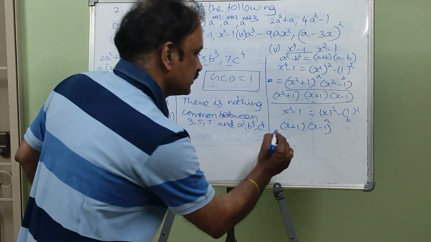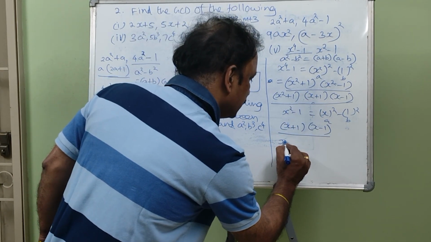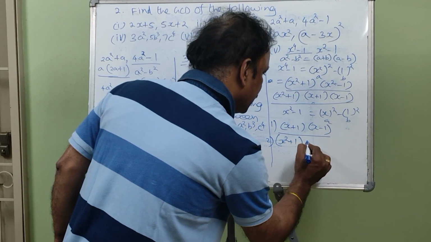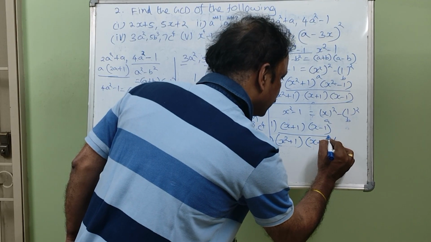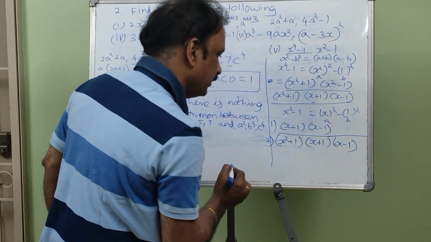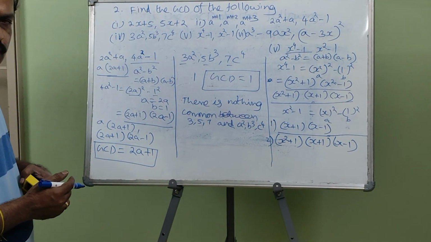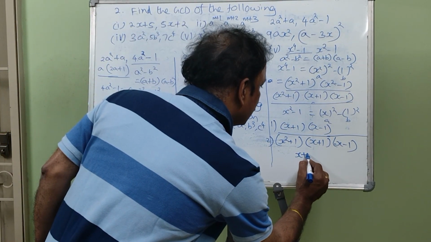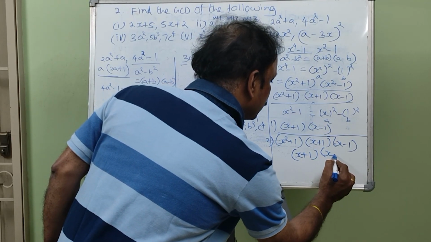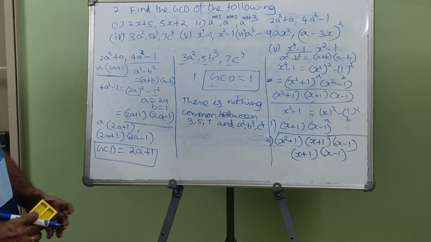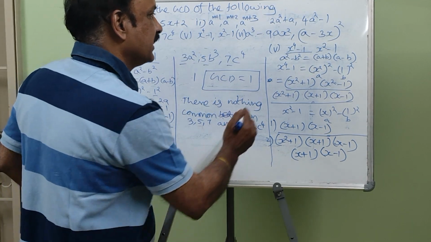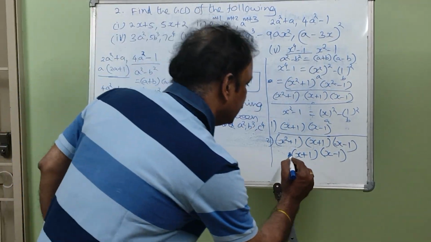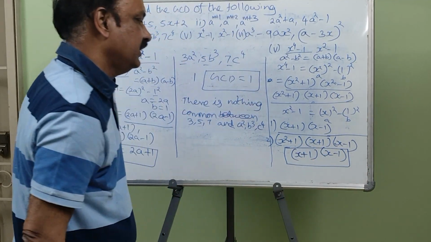Now this is x plus 1 into x minus 1. What was the previous term? This is the first term, this is the second term: x square plus 1 into x plus 1 into x minus 1. Now what is common between 1 and 2? What is common between 1 and 2? The common between 1 and 2 is x plus 1 into x minus 1. Is this clear? The GCD between x power 4 minus 1 and x square minus 1 after doing the necessary factorization will be x plus 1 into x minus 1.